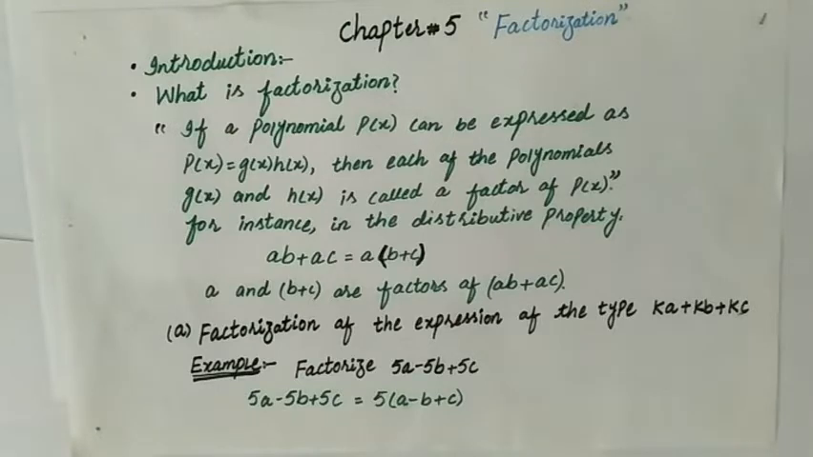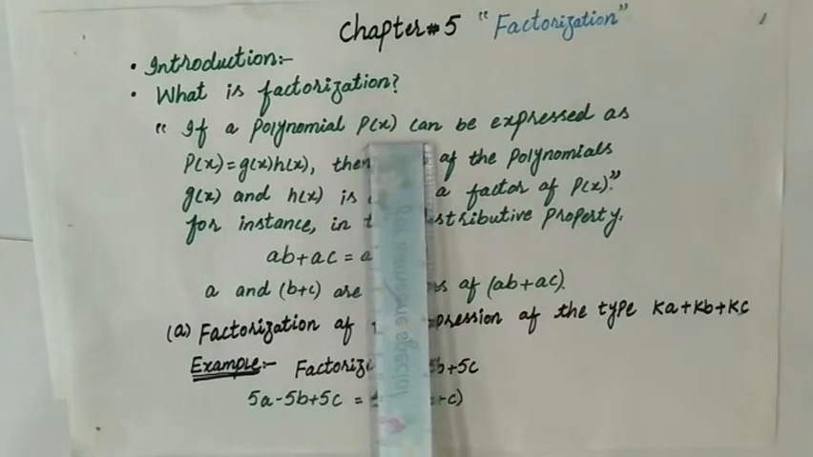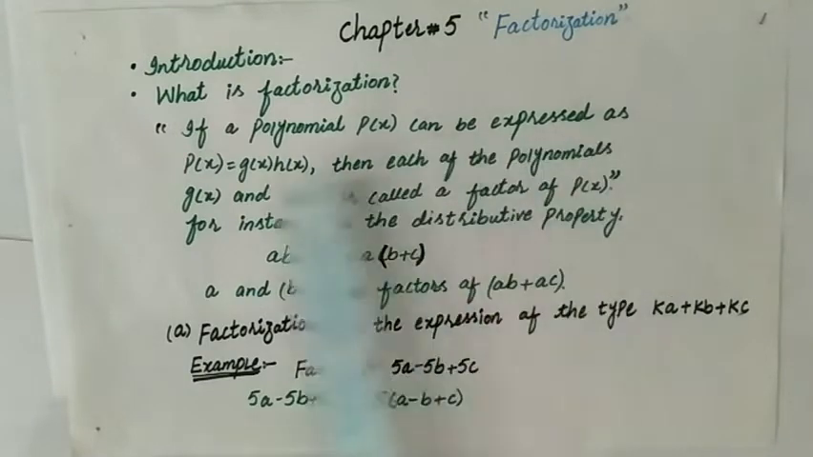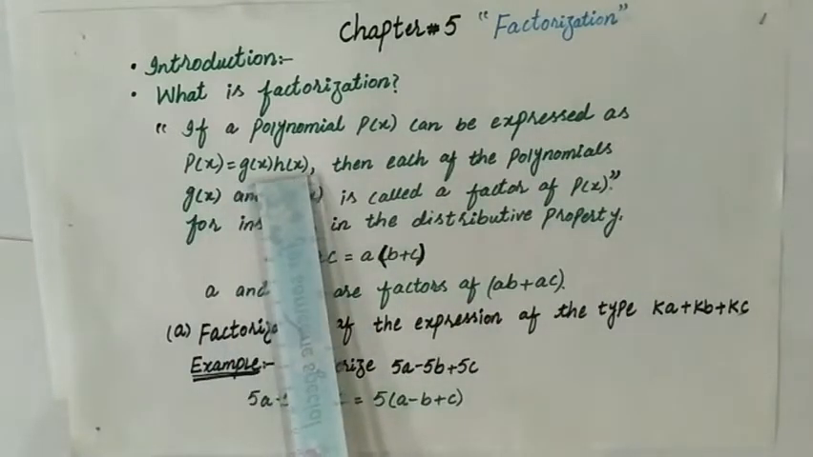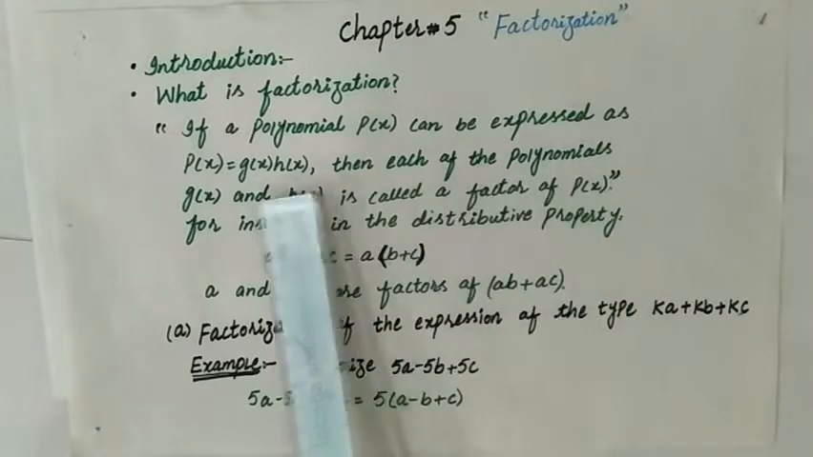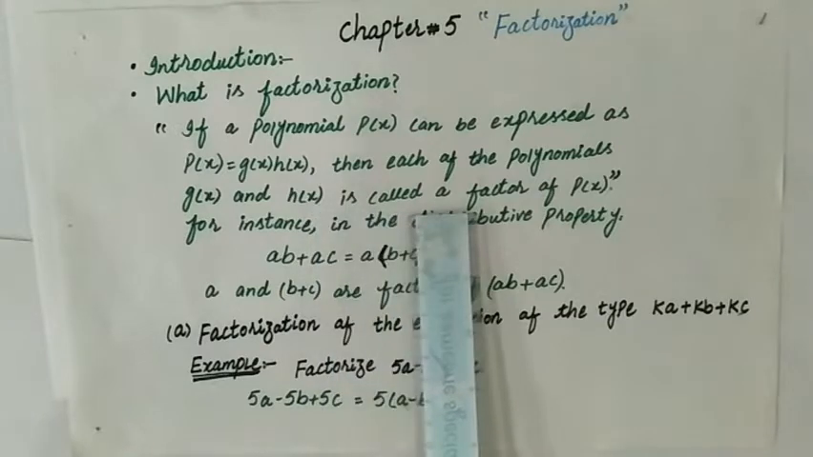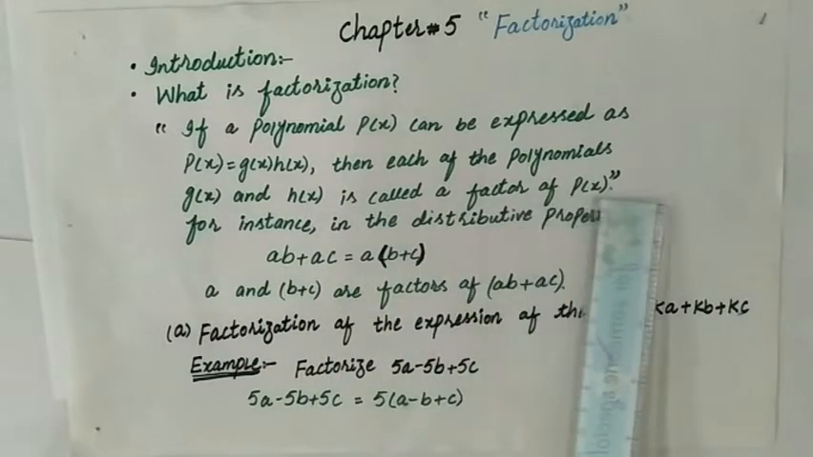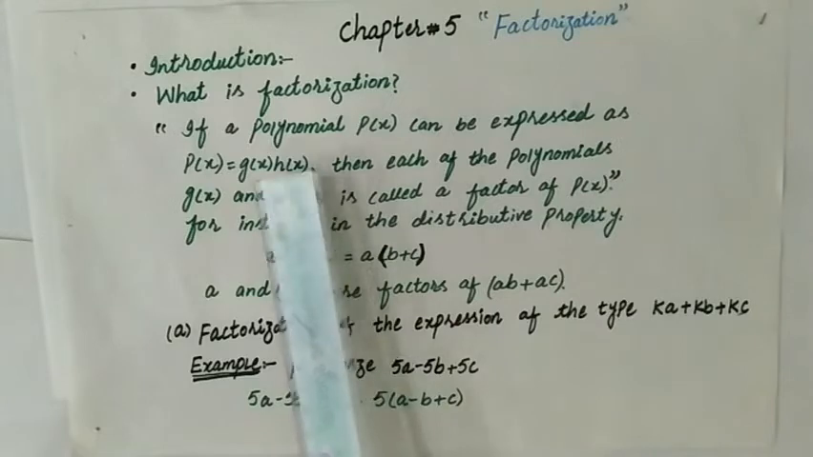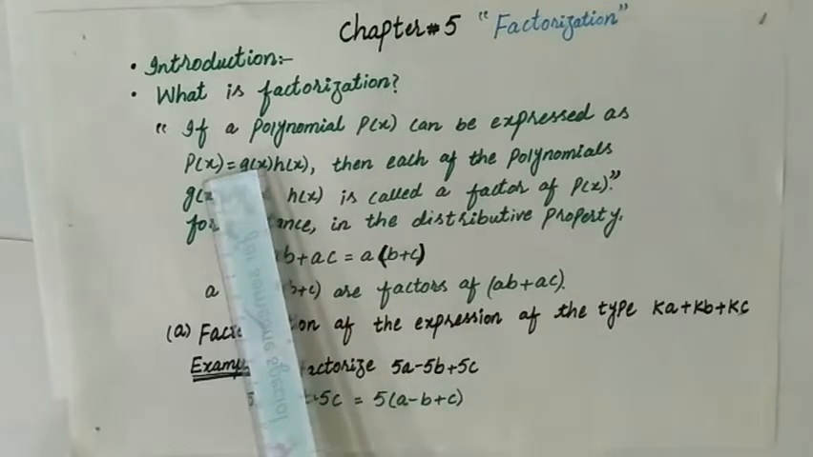First I will discuss the definition of factorization, which is: if a polynomial p of x can be expressed as p of x is equal to g of x into h of x, then each of the polynomials g of x and h of x is called a factor of polynomial p of x. Here g of x and h of x both are the factors of the polynomial p of x.